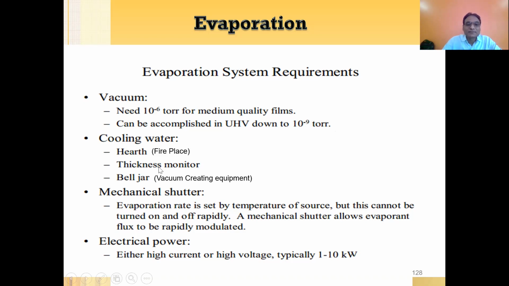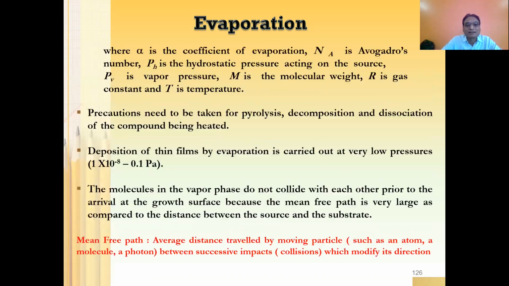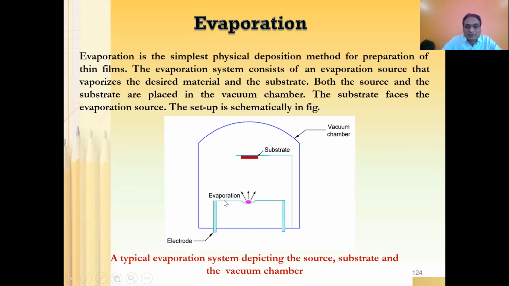Cooling of water, like hearth place. Hearth means what? It is a place where the fire is going to take place. Hearth means the place where the fire takes place, like this. This is what we call the hearth place, because this is a fireplace where the heating filament would be there, and it will heat the source. As a result of that, evaporation can take place. So here we need water cooling.